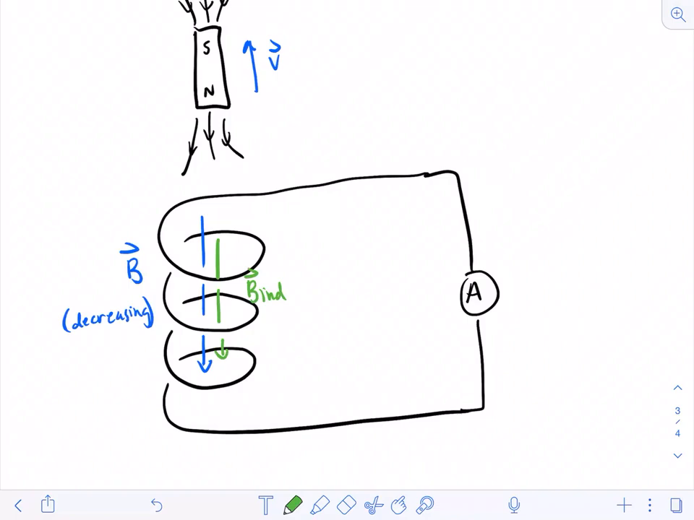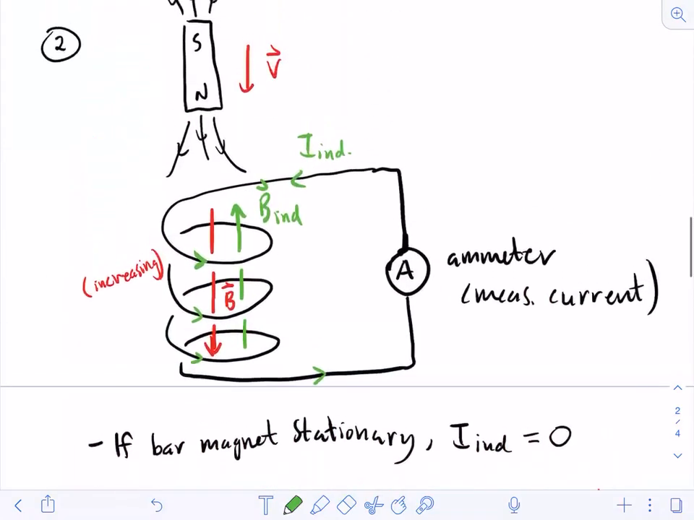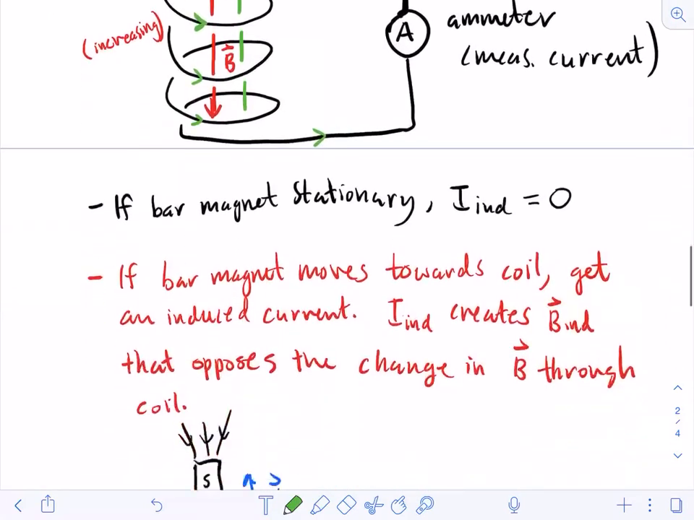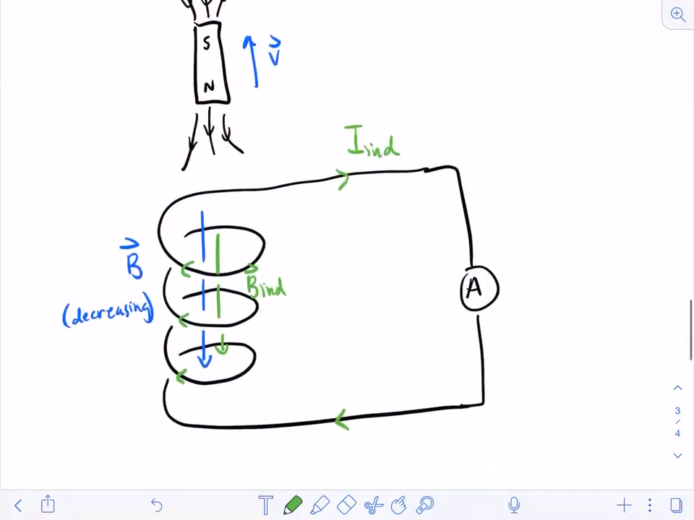The induced field acts so as to try to oppose the decrease in the field. It tries to maintain the original field that we had. And so if we put our thumb down, our fingers curl in the direction that the induced current propagates. So this is I induced, and so that is the opposite direction than we had in the case above.